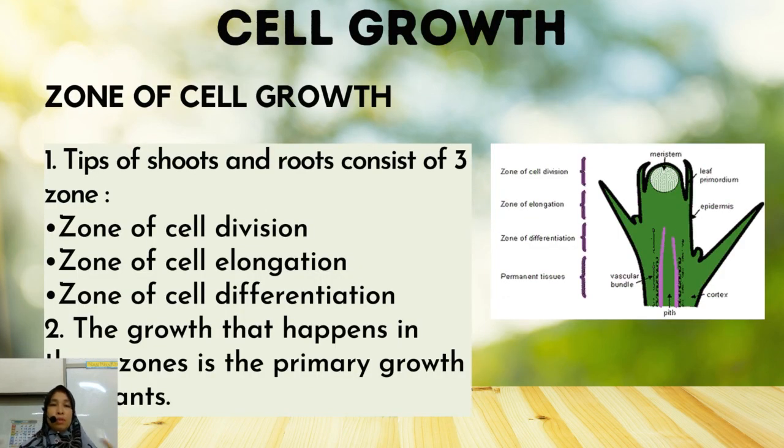And we also discussed cell growth. There are three zones of cell growth: zone of cell division, zone of cell elongation, and zone of cell differentiation. Make sure you know what happens at these three zones. You can explain carefully what happens during the zone of cell division, zone of cell elongation, and also zone of cell differentiation.